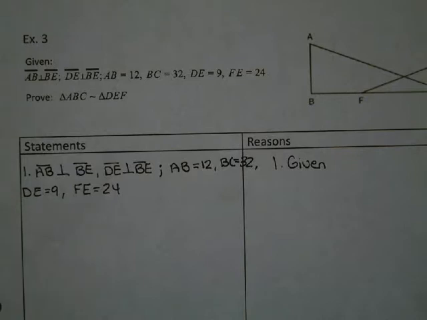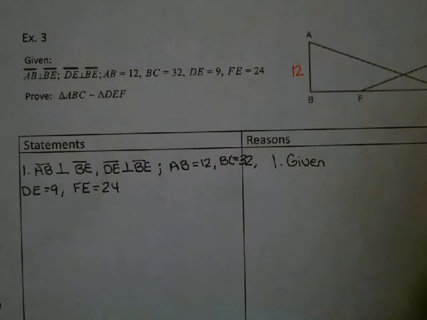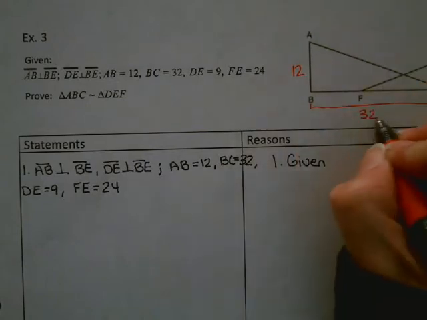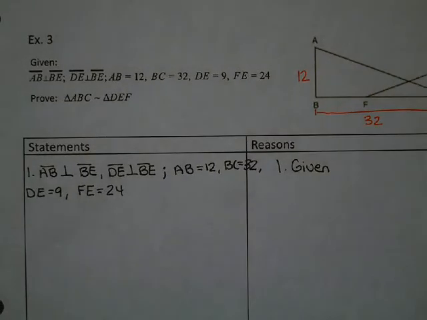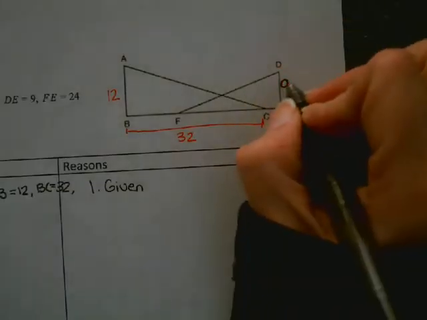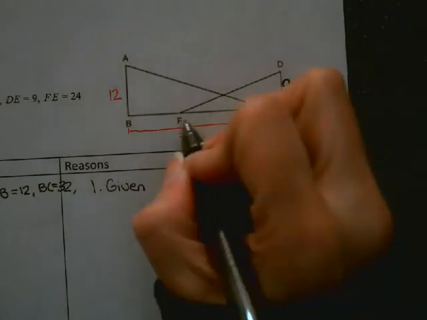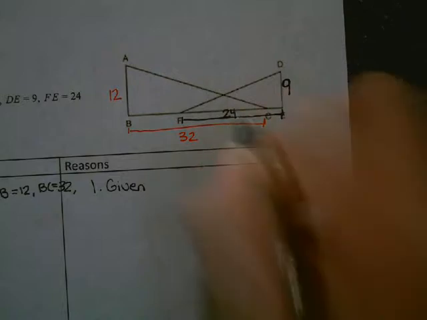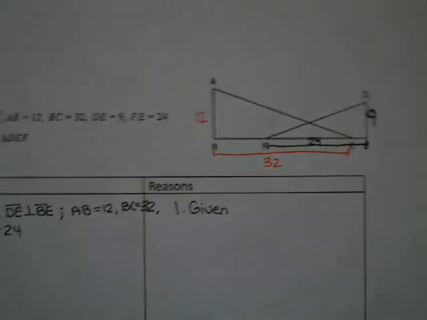Okay, let's see. We have AB is 12. BC from here to here is 32, and then we have DE is 9. Oh, I guess maybe I'll do a different color for that triangle. We'll do DE is 9, and then FE is 24. If it's easier to split that into two triangles, that would totally be fine too. You could just draw the two separate triangles.